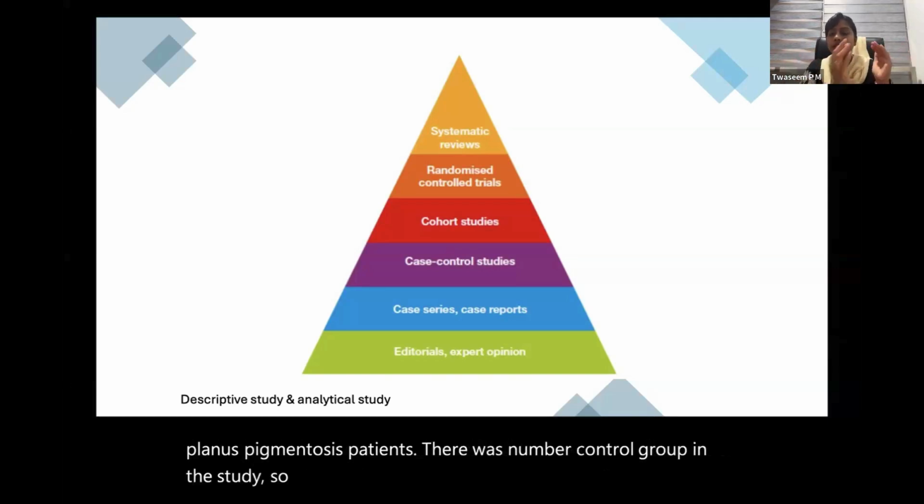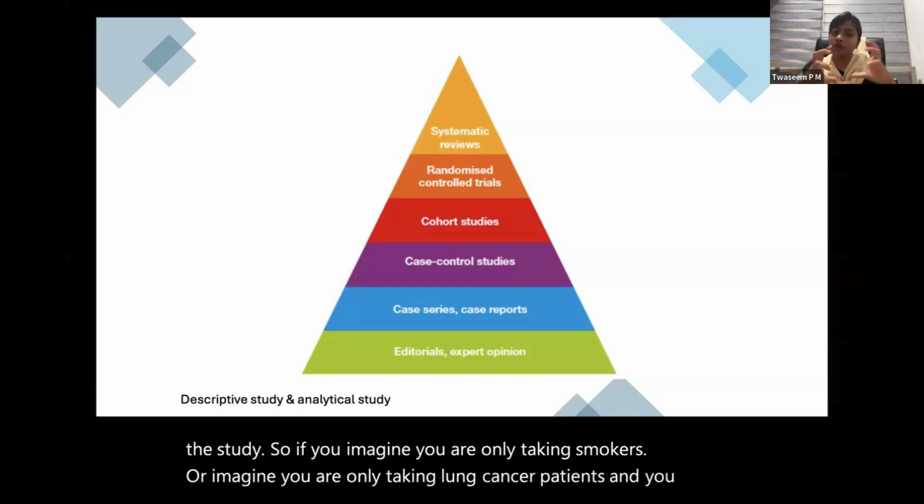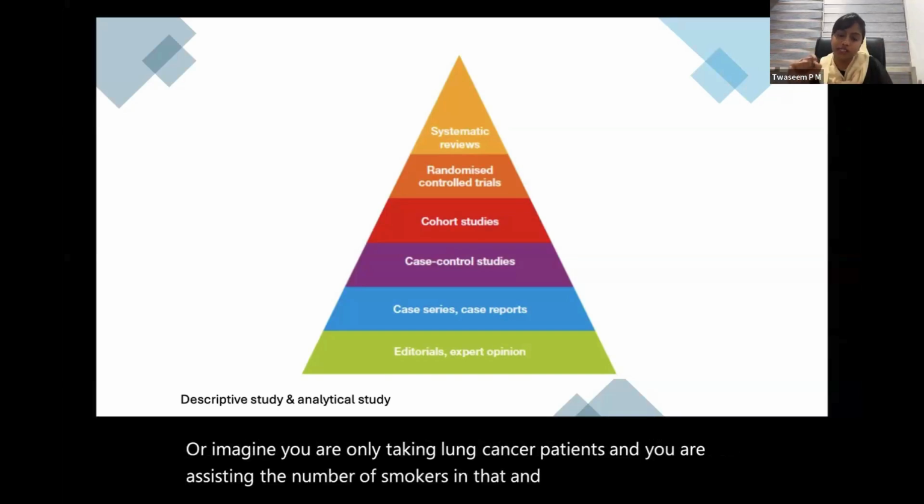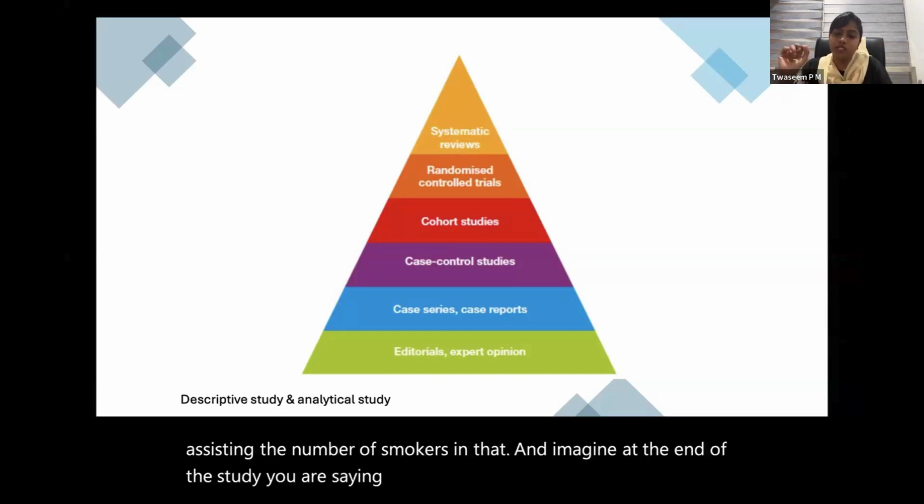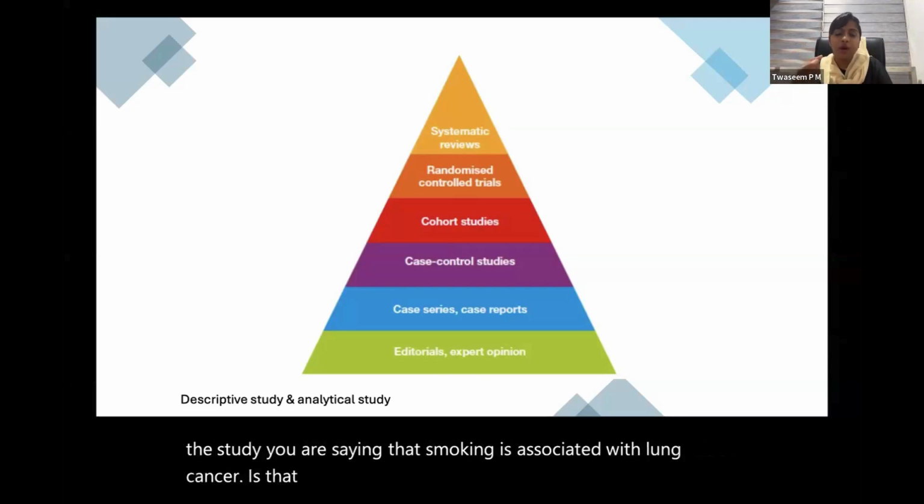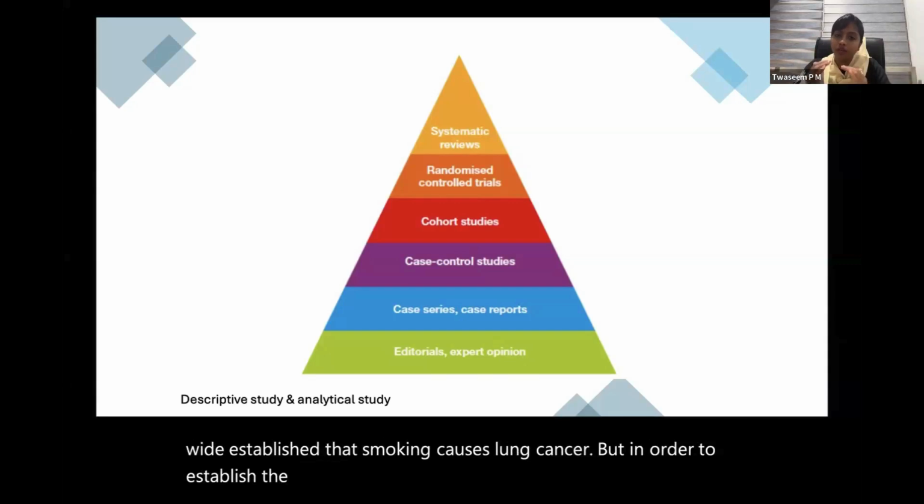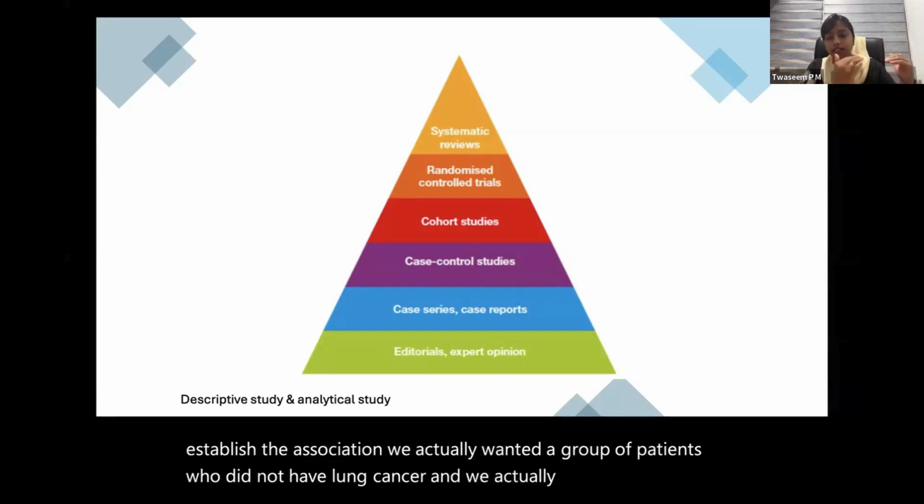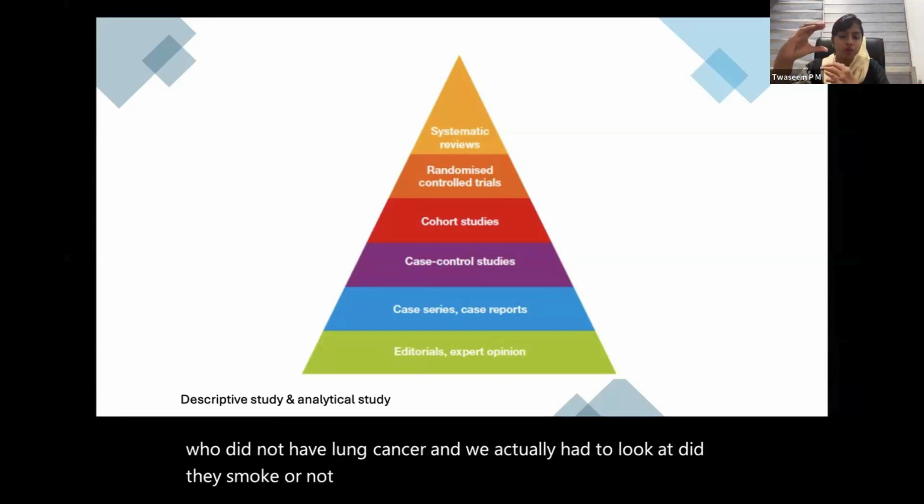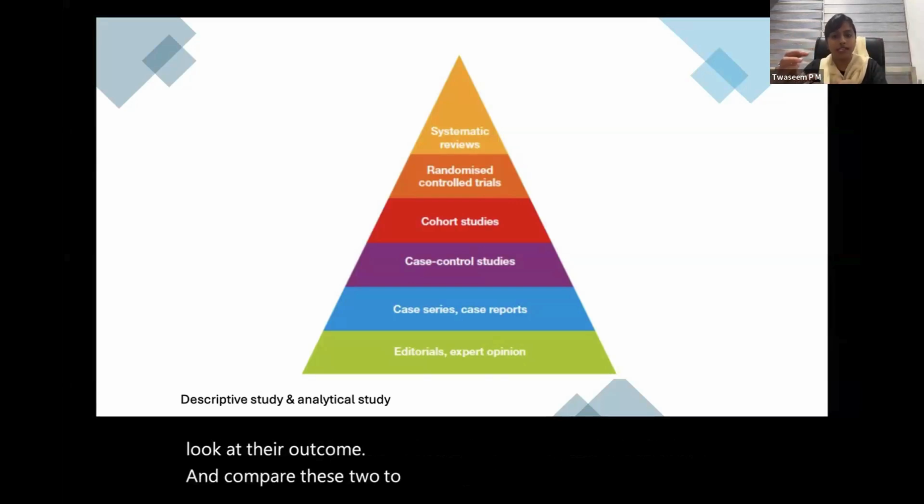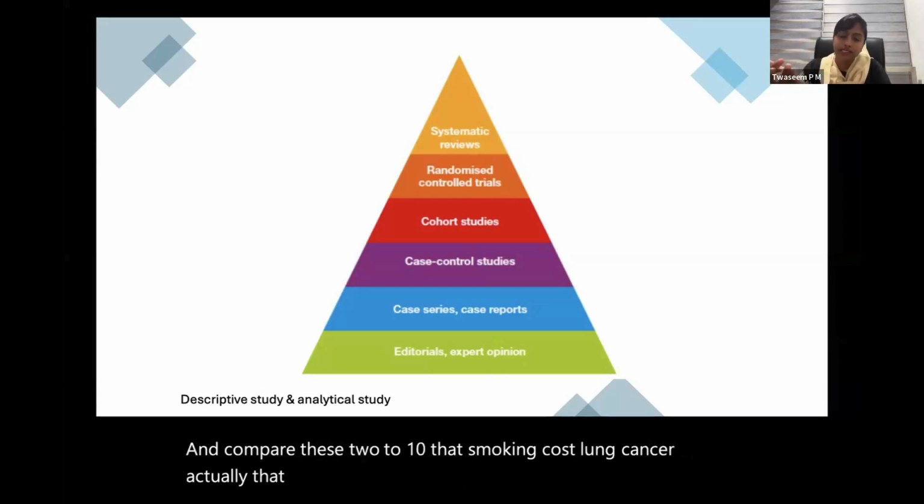Imagine you're only taking lung cancer patients and you're assessing the number of smokers in that group. And imagine at the end of the study, you're saying that smoking is associated with lung cancer. Is that right? Probably it's right because it's well established that smoking causes lung cancer. But in order to establish the association, we actually wanted a group of patients who did not have lung cancer, and we had to look at whether they smoked or not. We wanted these two groups and we had to look at their outcome and compare these two to tell that smoking caused lung cancer. That is how you analyze a study.